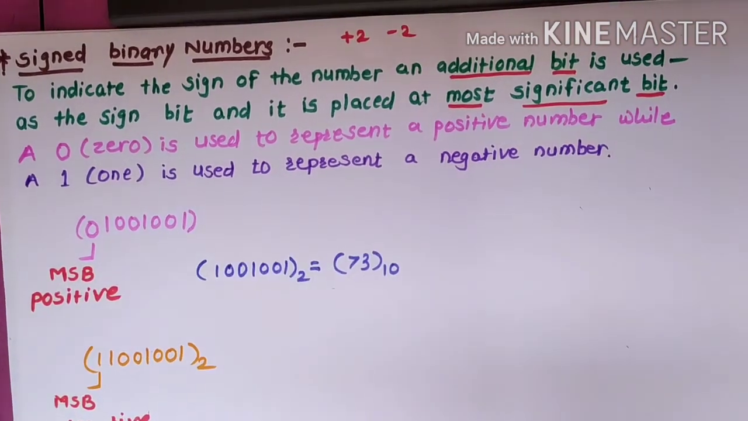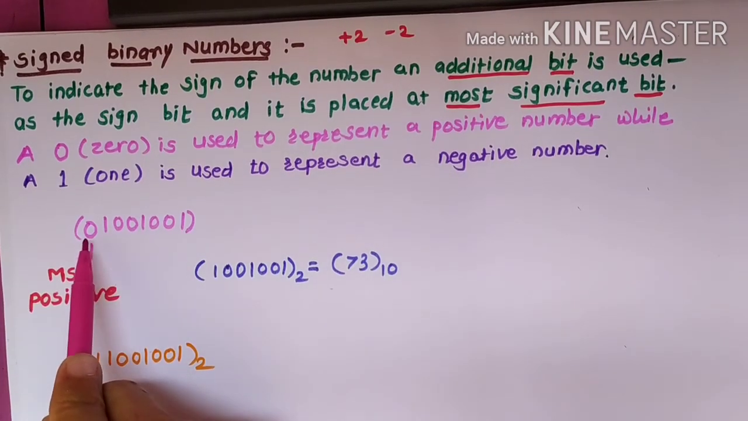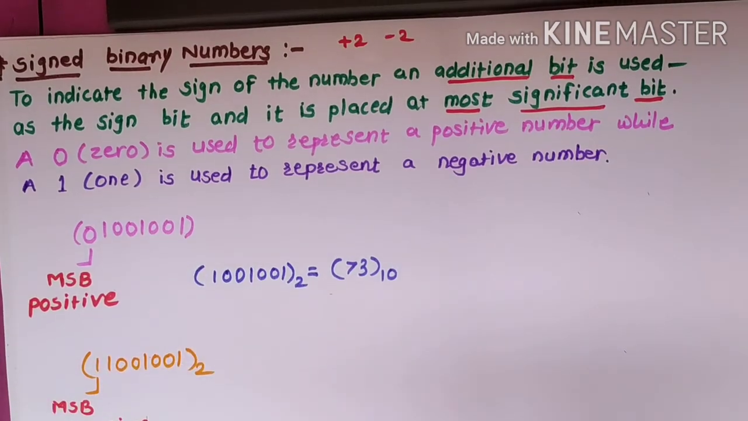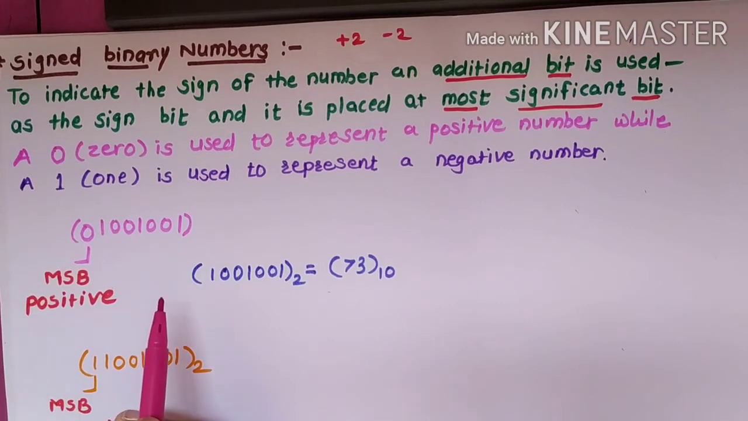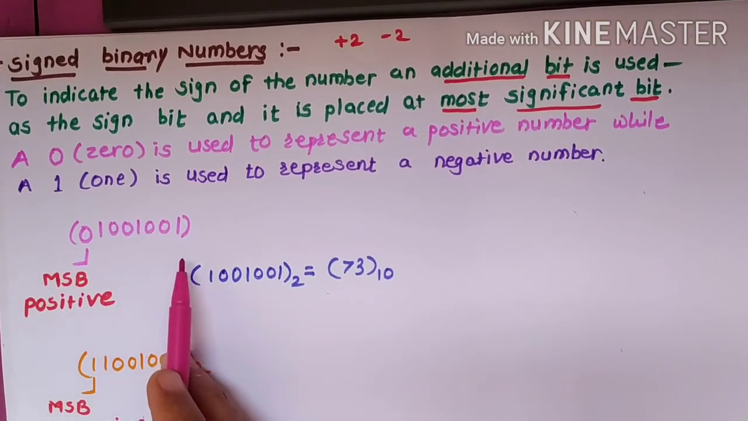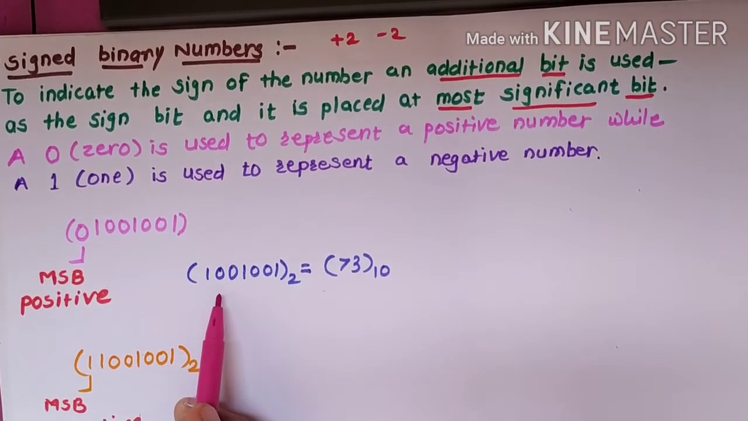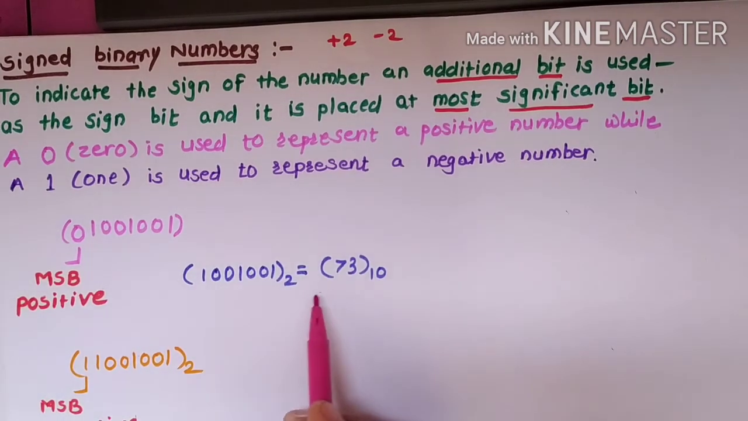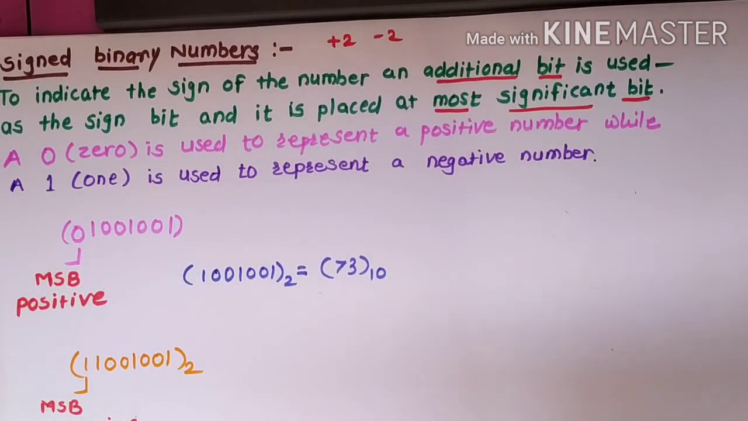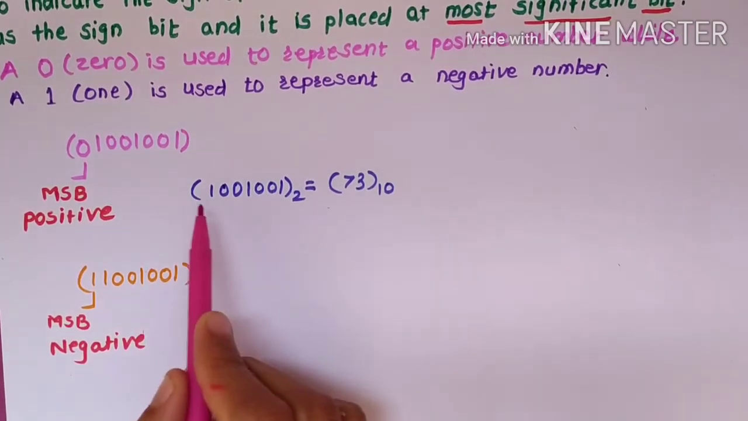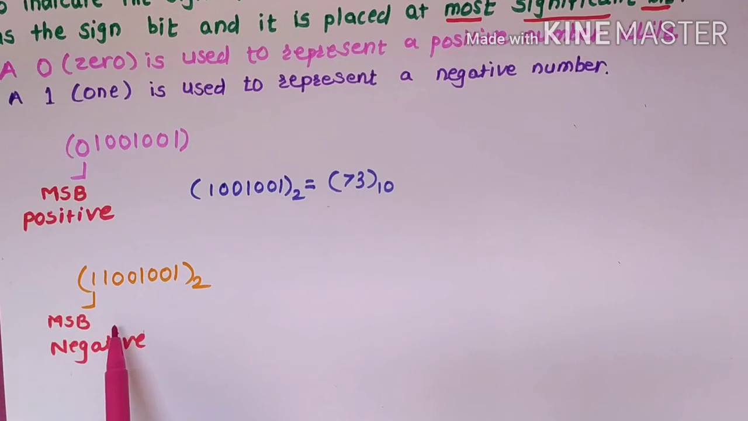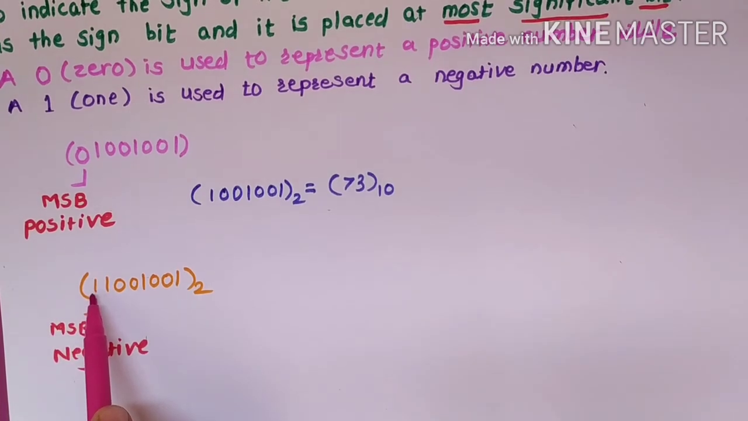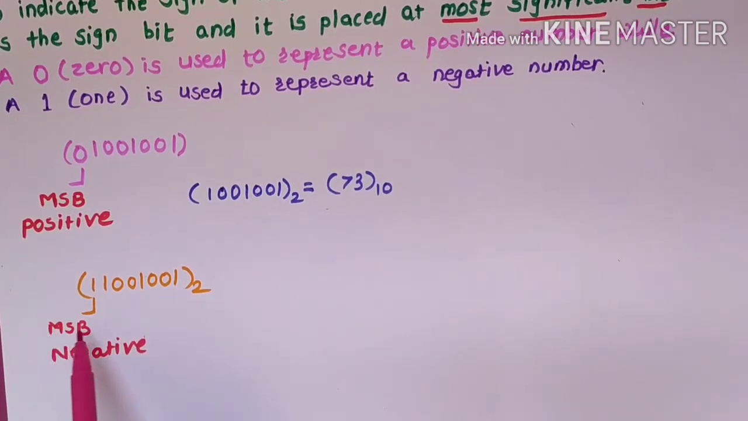In this example, this binary number is given: 01001001. Okay. This is an 8-bit signed number, representing a positive number, and its magnitude is 1001001, and this binary is equivalent to 73 decimal. But if we have to represent this binary number in the negative form, then this 1 is written here at the MSB place. Okay, MSB means most significant bit.